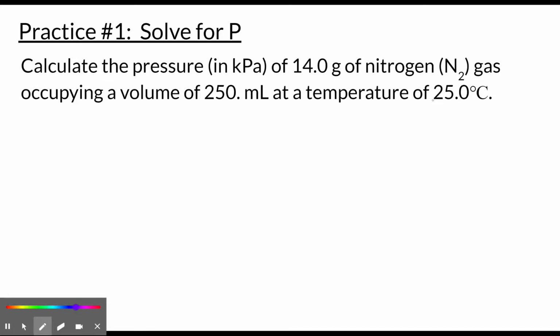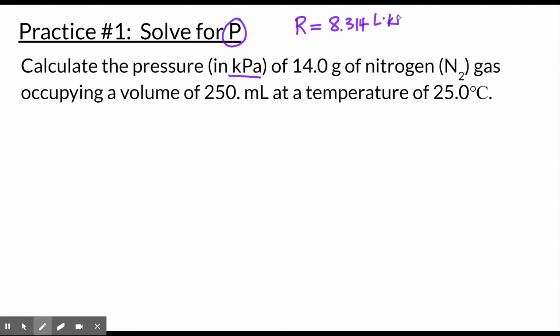So let's go ahead and solve some practice problems. In this first problem, we're going to solve for pressure. Calculate pressure in kilopascals for 14 grams of nitrogen gas that has a specific volume and a specific temperature. You are told your pressure has to be in kPa, so you can figure out your R value right now, which will be 8.314 since that is the value of the gas constant containing kPa in the units.